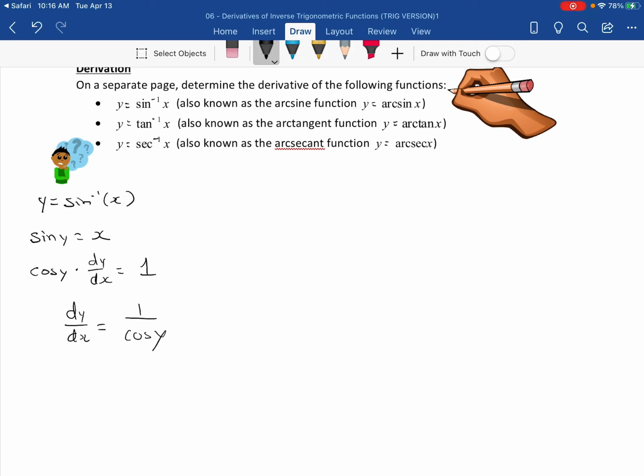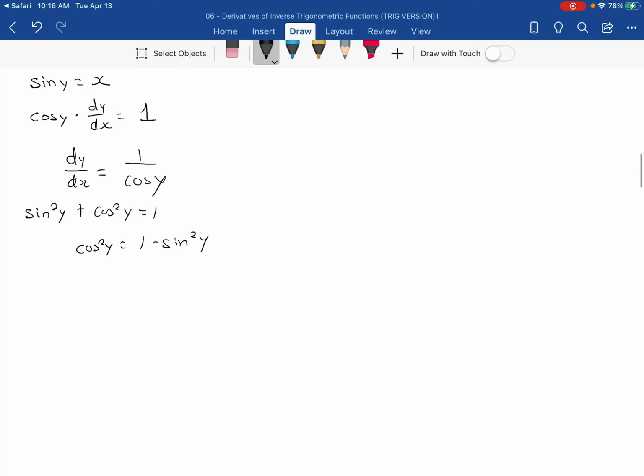So I'm going to do a little trig identity work here, and I'm going to say, well, I know that sine squared y plus cos squared y is equal to 1, so I can solve for cos of y. Cos squared y equals 1 minus sine squared y. So cos of y equals plus or minus the square root of 1 minus sine squared y.